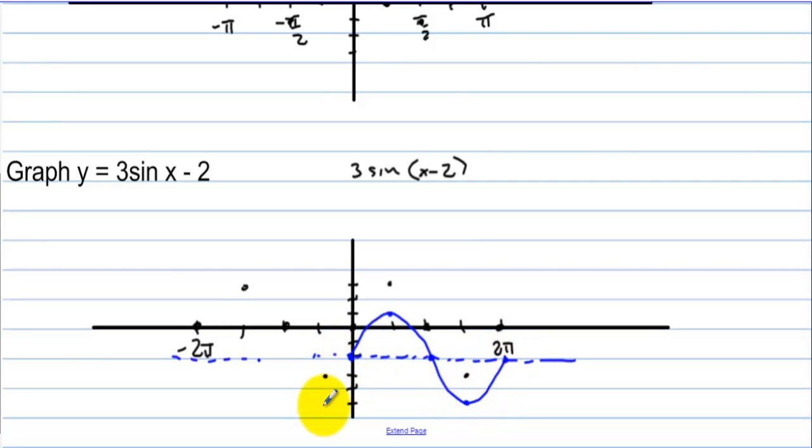And then we're going to go down 3 from the midline, back to 0, up 3 units, 1, 2, 3. That puts us at 1, and then back to 0. So there's 2 complete periods of our function.